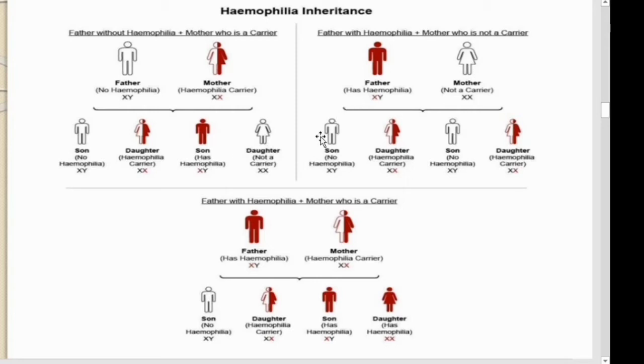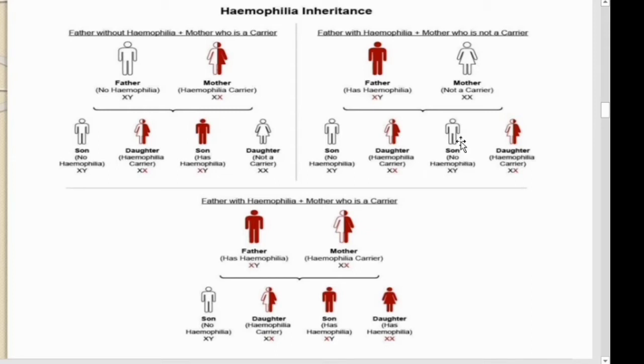In the second case, the father is completely hemophilic because he has one defective X chromosome, and the mother is not a carrier of hemophilia. She is completely healthy. So what will happen when they meet each other? Their first son will be non-hemophilic because he will receive the Y chromosome from his father and the healthy X chromosome from his mother. And in the case of the daughter, she will receive the defective X chromosome from her father and the healthy X chromosome from her mother, so she will act as a carrier for hemophilia.